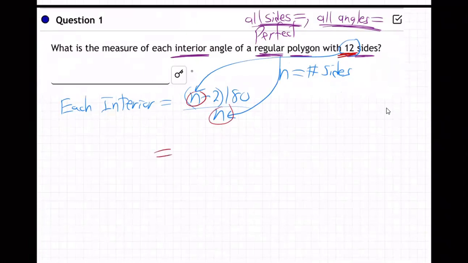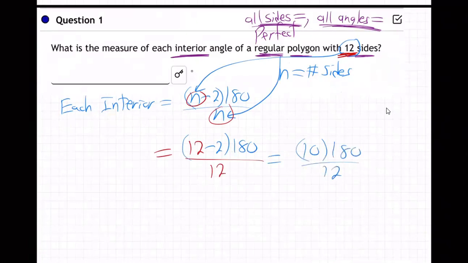So I get 12 minus 2 times 180. And so that is what? 12 minus 2 is 10 times 180 over 12. Hit the buttons on your calculator. That's exactly what I'm going to do. 10 times 180 with whatever numbers you have. I'm getting 150 degrees. They've already got the degree symbol there for us.